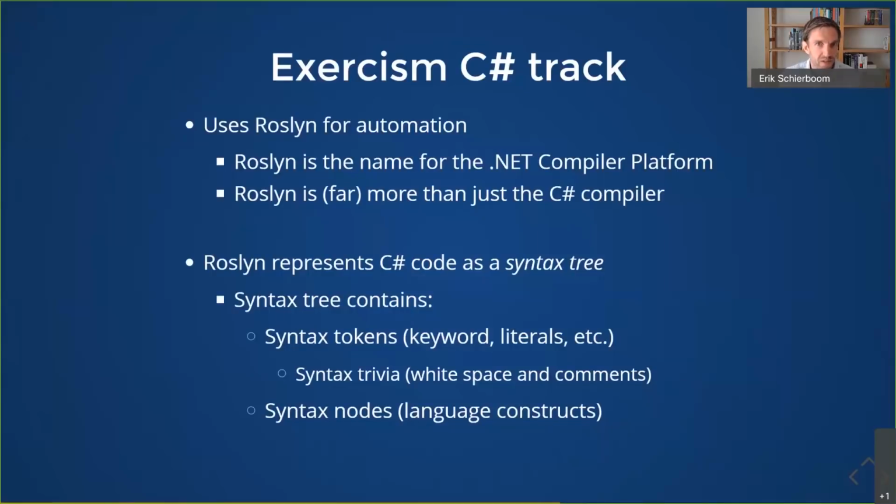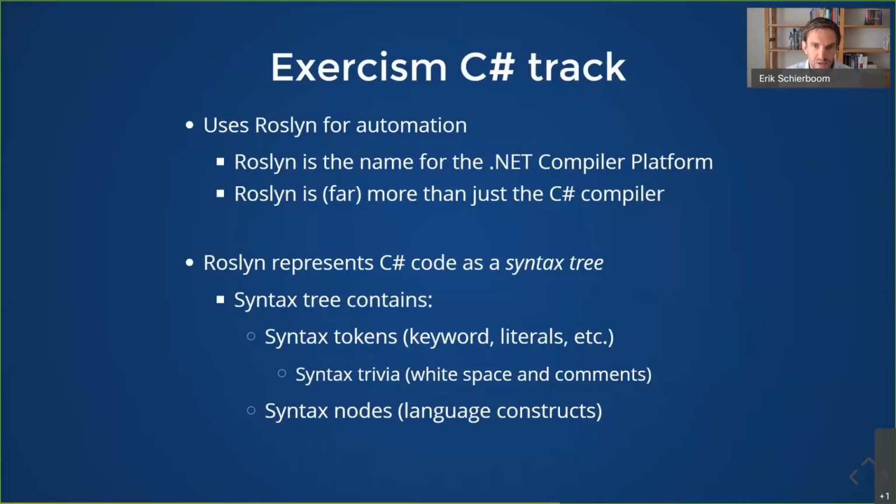A syntax tree consists of two types of elements. The leaf nodes are syntax tokens. And tokens are just a direct mapping to a little bit of text in the source code, for example, a keyword or a string or numeric literal. And tokens possibly have trivia associated with them. Trivia are things that are ignored by the compiler, but they are in the source code, for example, whitespace and comments. The nodes in the tree are syntax nodes, and they correspond to language constructs, for example, classes or namespaces. So they are a bit more high-level representation, and their children will be other nodes or tokens.